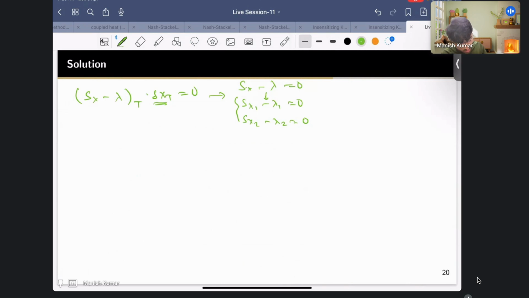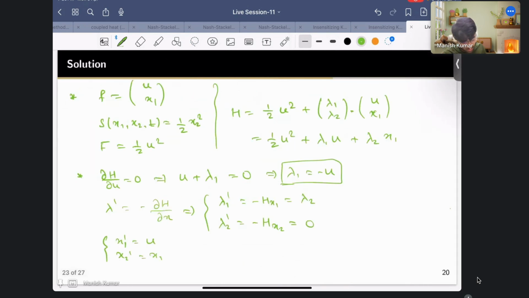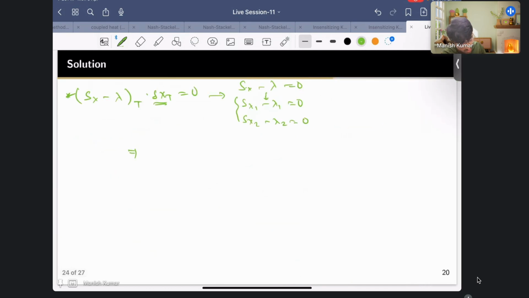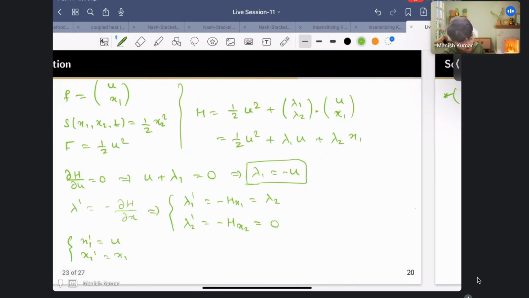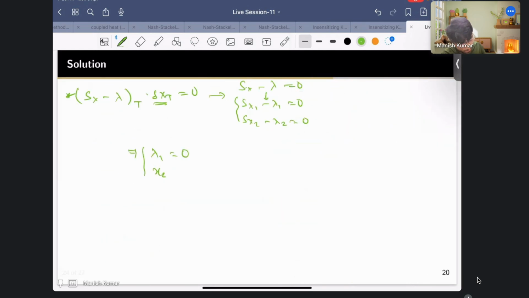Okay, so in this case, s of x1, you can clearly see s_x1 is 0 and s_x2 is x2. So s_x1 is 0, so lambda 1 is going to be 0, and s_x2 is x2 minus lambda 2 equals 0.